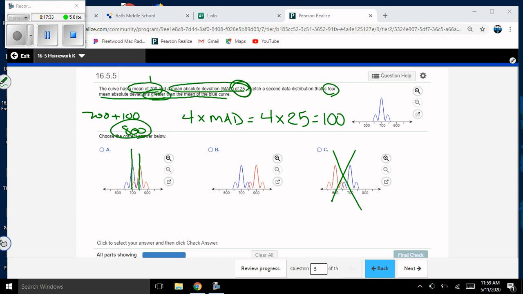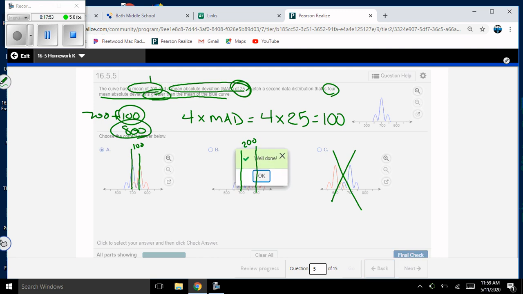If you take a look at this one, we're at 700, and it looks like the mean on this red one is at 900. So that's a 200 in there, and over here was a 100. Okay, so it wants 100. It wants to move it to 800. So A is going to be our final answer on this problem. Okay, do another one of those potentially.